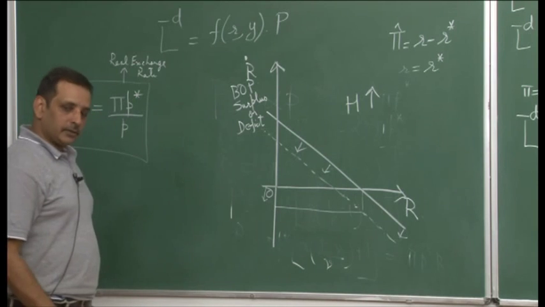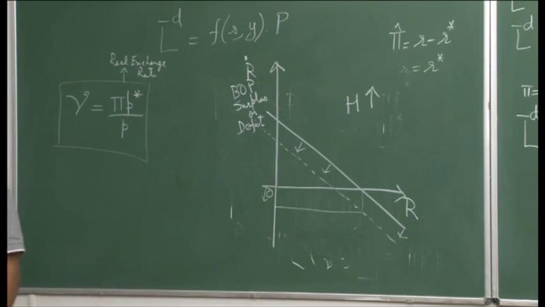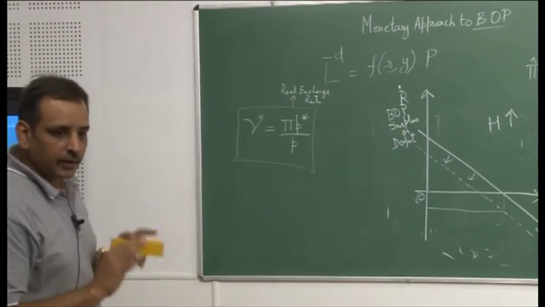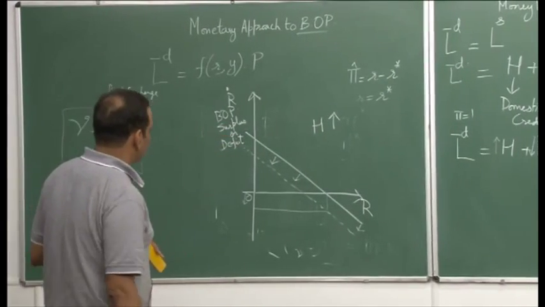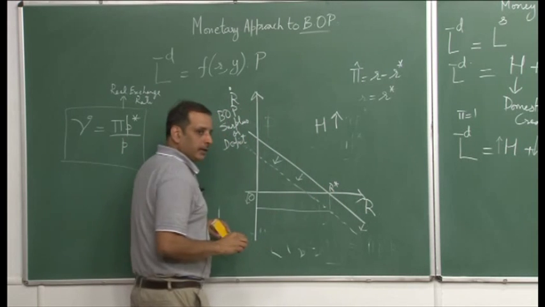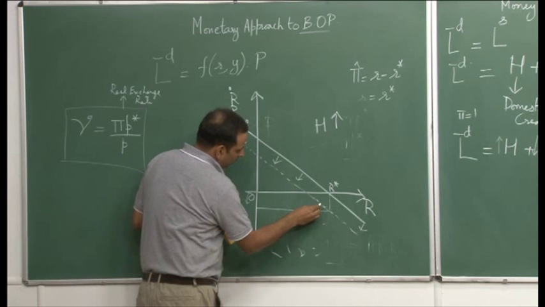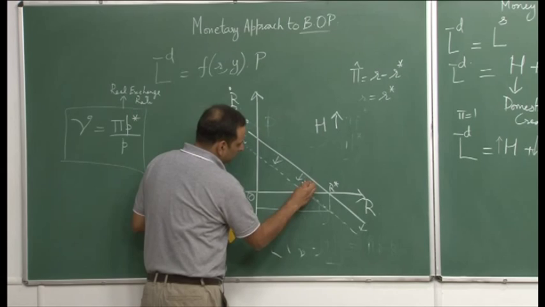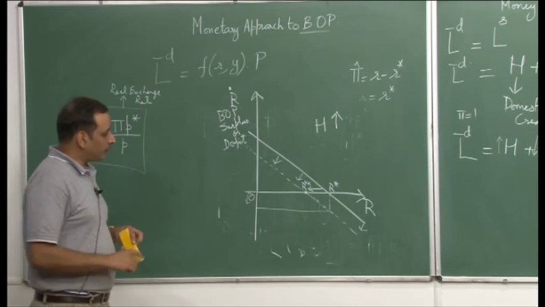But then, this is just a short run phenomena. When you have a balance of payment deficit and it's a case of a fixed exchange rate, the central government will start losing reserves, because it has to maintain that parity. The reserves which were say r star in the short run will come down and reach a level which is r double star. So, again you are back to equilibrium.